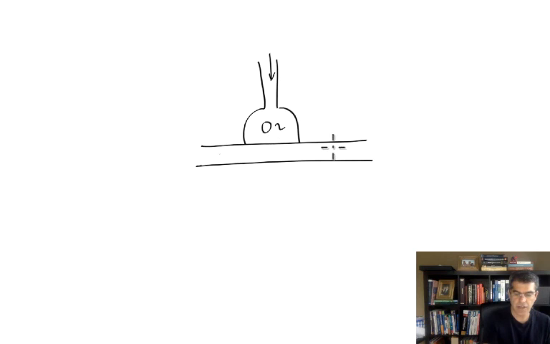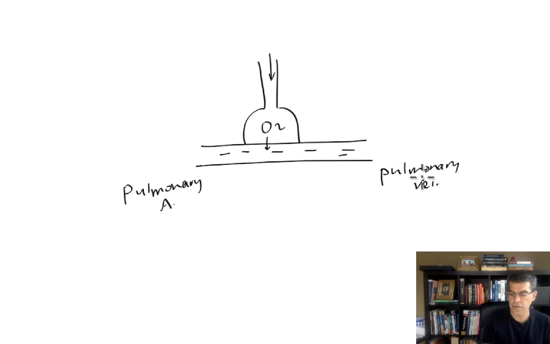Here's the oxygen, and blood is going through. This is my pulmonary artery. Blood is going to get the oxygen and it's going to turn into a pulmonary vein, and finally it's going to go to your heart. So when the oxygen comes here, oxygen is going to get to the blood.